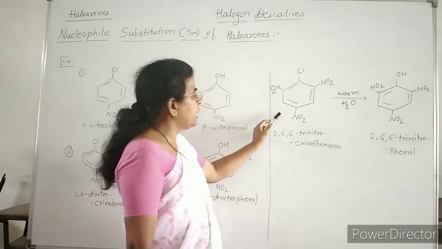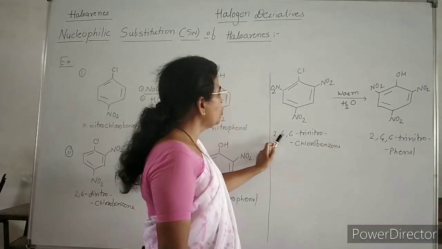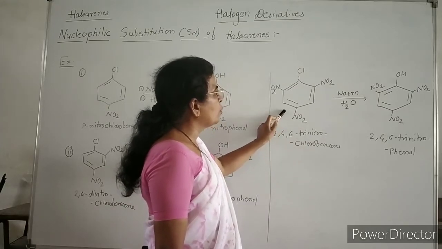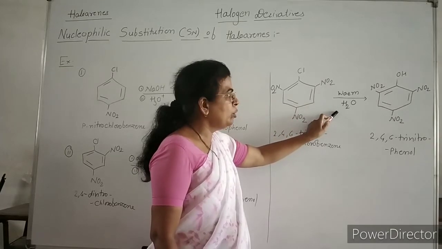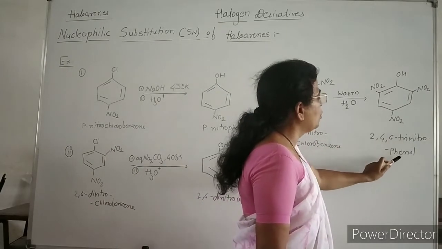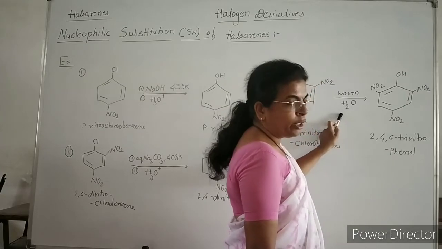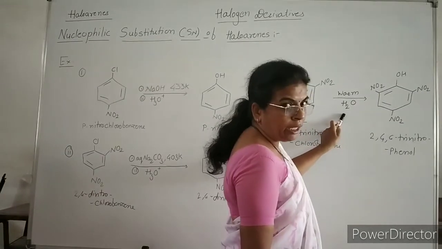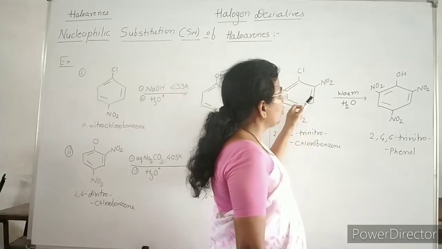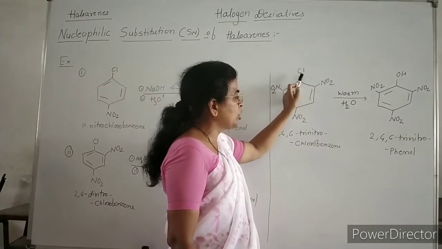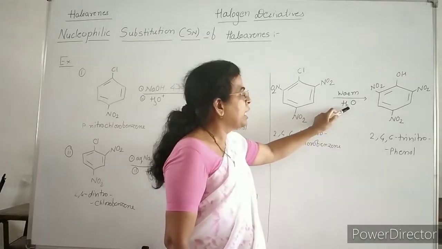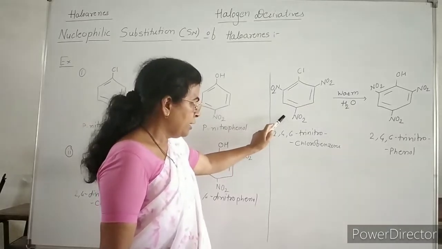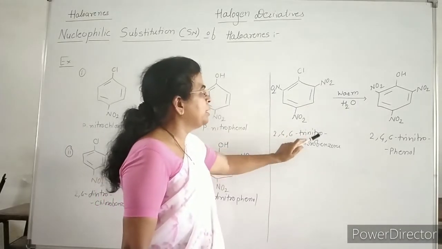Then in case of this third example, this is 2,4,6-trinitrochlorobenzene. When this 2,4,6-trinitrochlorobenzene is warmed with water, formation of 2,4,6-trinitrophenol takes place. That is, there is no need of any drastic condition or any base also. It easily undergoes hydrolysis, or nucleophilic substitution reaction, with the water molecule. That is, the rate of this reaction is higher in case of 2,4,6-trinitrochlorobenzene.